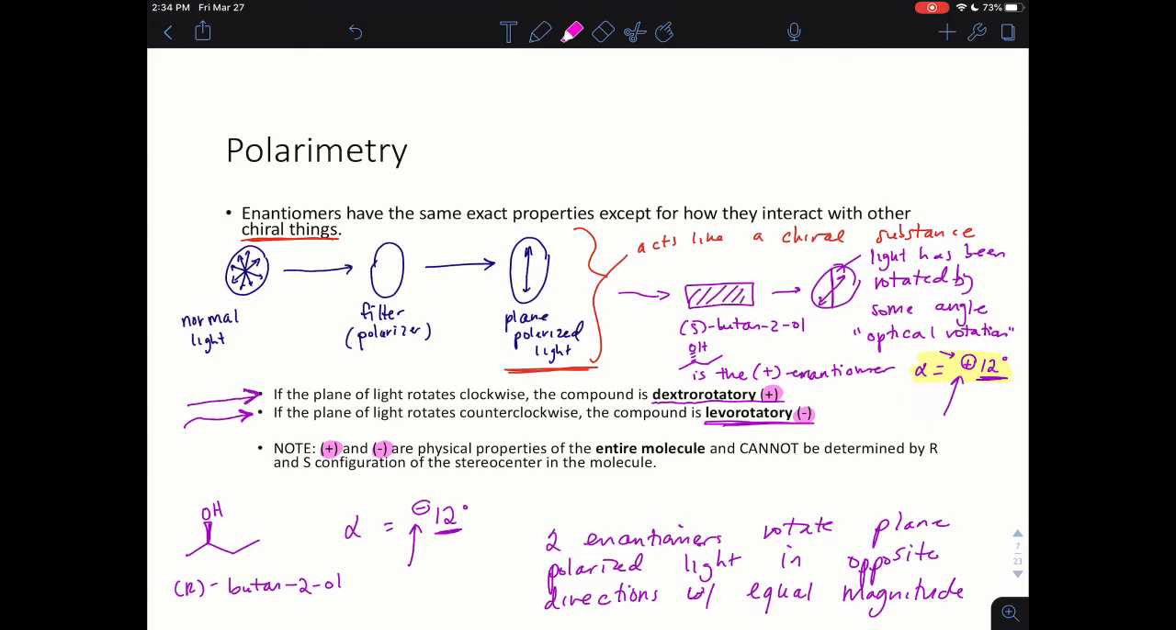S will not always be the plus enantiomer. It's really going to depend. So plus and minus are physical properties, and you cannot predict them based on R and S. Unless, of course, you know that one enantiomer, the S enantiomer, is plus, then in that case, you know the R is minus. But if you don't know that, you cannot just guess it based on R and S.